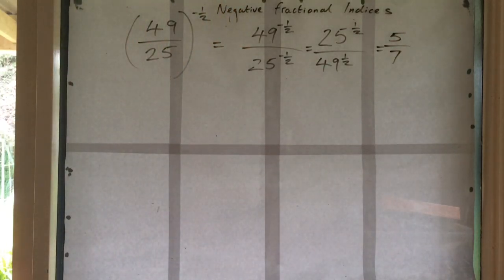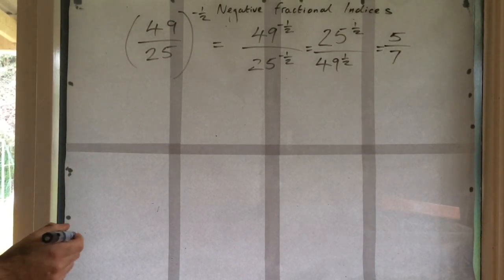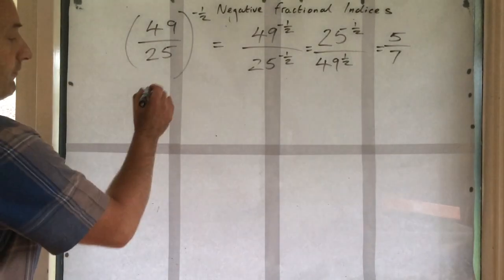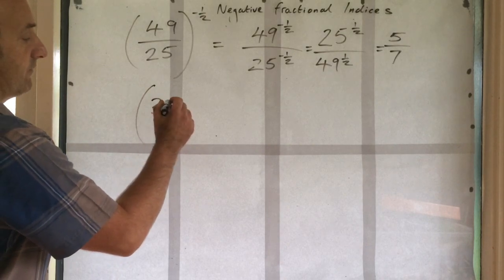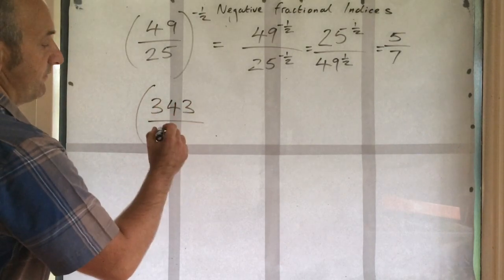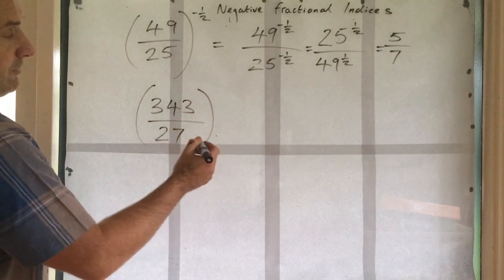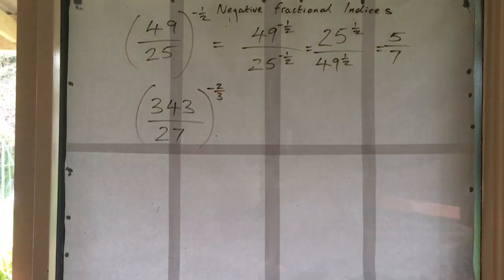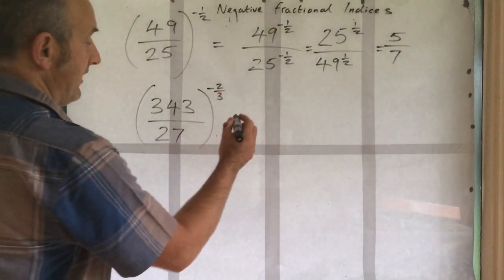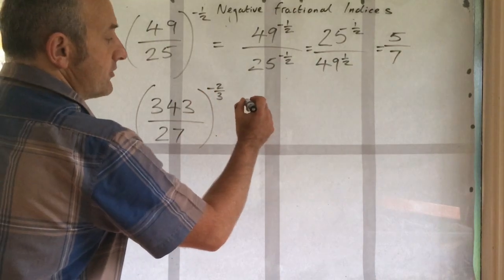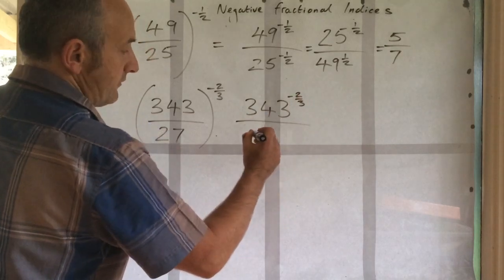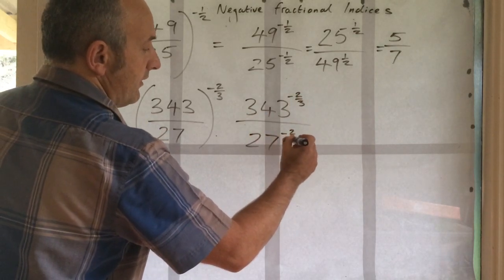You might want to think about that for a moment, and maybe watch it again. Remember, this is advanced year 9 work. All right, let's have a go at another one. Let's do this. 343 over 27, all to the negative 2/3. Now we remove the brackets, so everything is to the negative 2/3. So we've got 343 to the negative 2/3 over 27 to the negative 2/3.